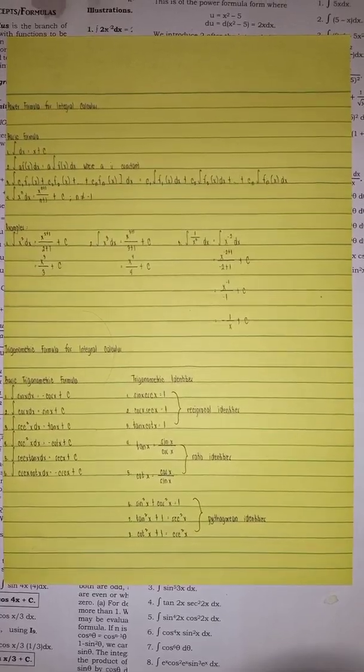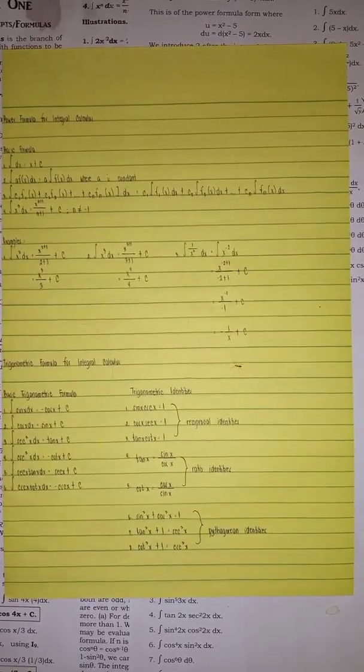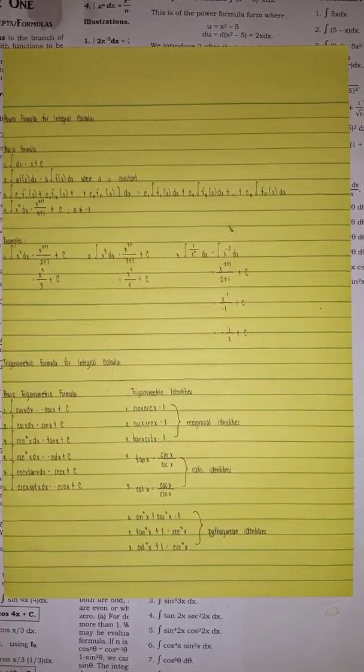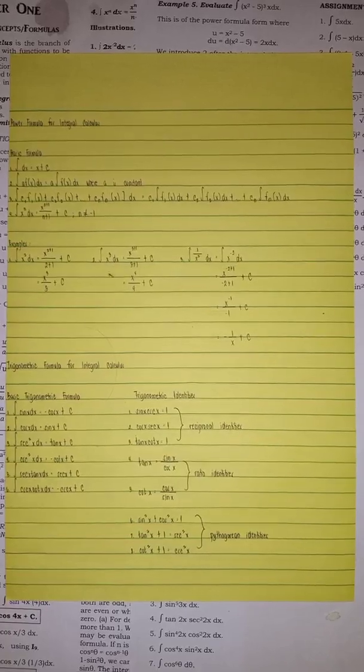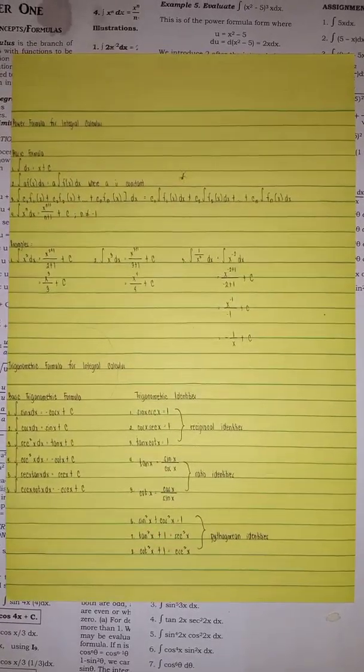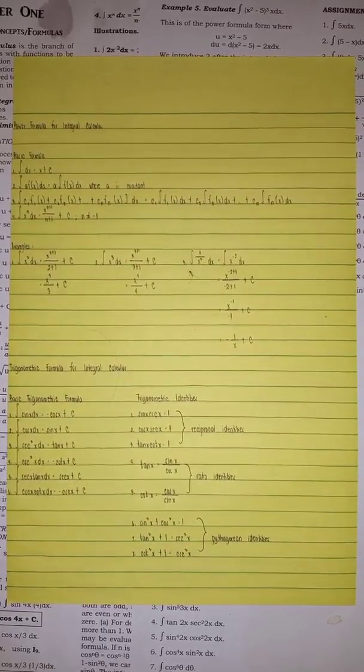So here are the basic trigonometric identities that we can use. Number 1. Sin x cosecant x is equal to 1. Number 2. Cosine x secant x is equal to 1. Number 3. Tangent x cotangent x is equal to 1. These three are called the reciprocal identities.